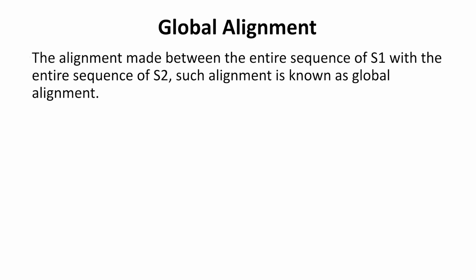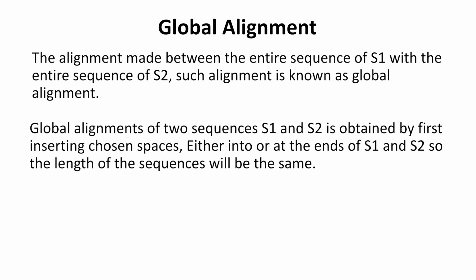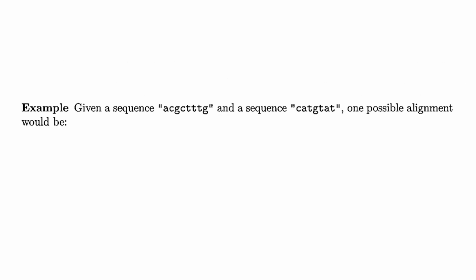The alignment made between the entire sequence of S1 with the entire sequence of S2 is known as a global alignment. The global alignment of two sequences S1 and S2 is obtained by first inserting chosen spaces either into or at the ends of S1 and S2. So, the length of the sequences will be the same. For example, given sequence 1 A C G C T T G and sequence 2 C A T G T A T, the alignment will look like this.